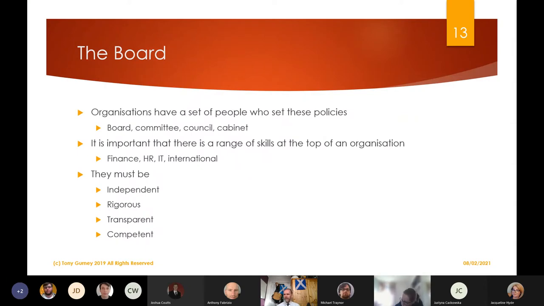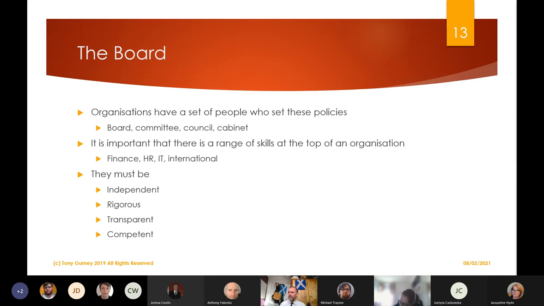And to do that, they have to understand things. The people at the top of an organisation should have a wide range of skills. If you want to talk about how the finance is going to work, you probably want people on the board that understand how to read a balance sheet or a profit and loss account. If you want people who are going to be setting policies on how you trade with other countries, you probably want people with international experience or IT experience or HR experience or whatever it happens to be.